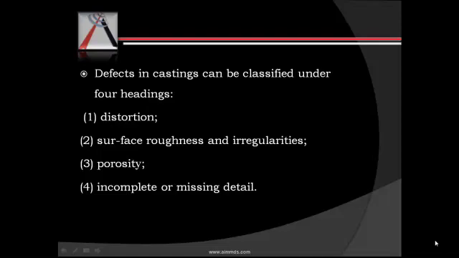Now, as we have seen how the casting procedure is done, we'll move on to see the defects that can happen during this process of casting. These defects in casting can be classified under the following four types. One is distortion, second is surface roughness and irregularities, third is porosities, fourth is incomplete or missing detail. We'll go through these headings one after another.